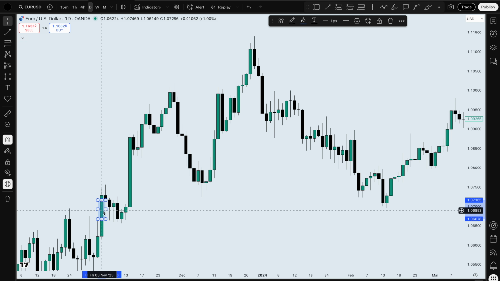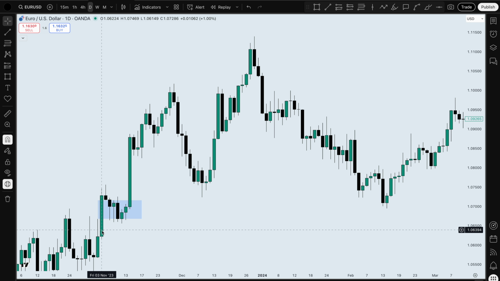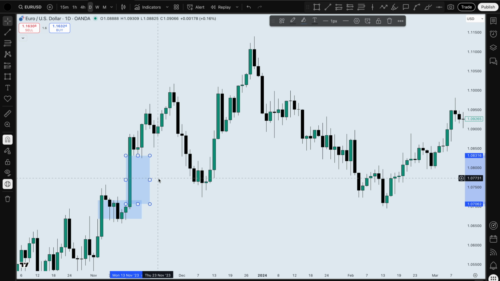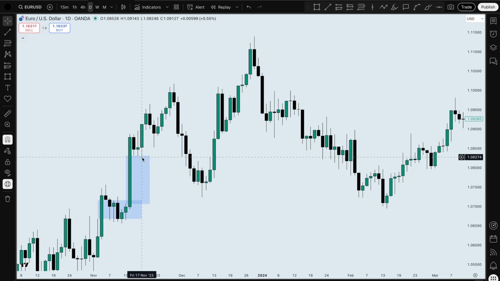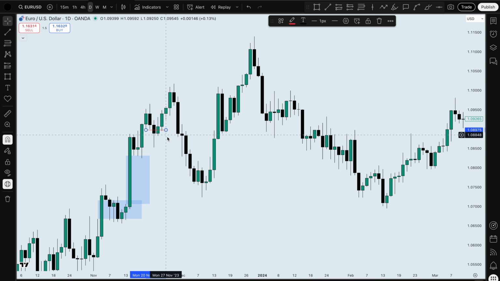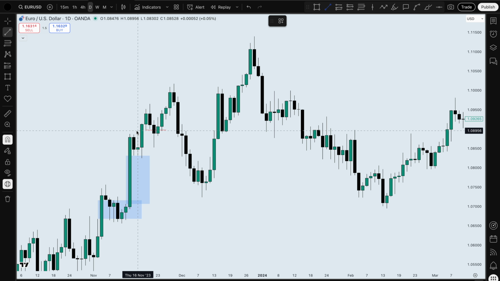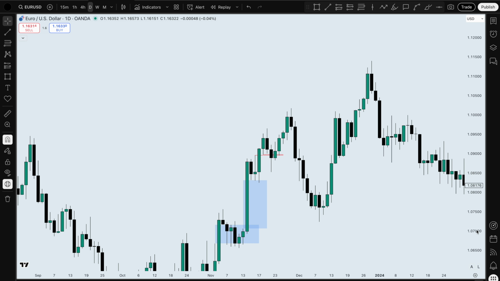So the first example is here. You can see that price created a fair value gap here. Price came down into it and pushed straight higher. The other example is here. You can see that we came down just a bit inside and went up again. The third one is here. There's a little fair value gap, but there is one.